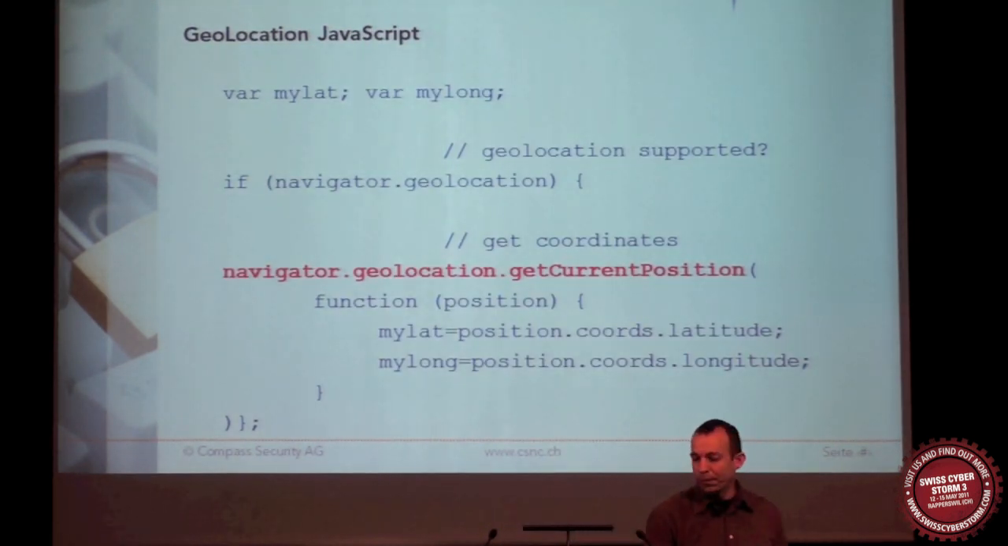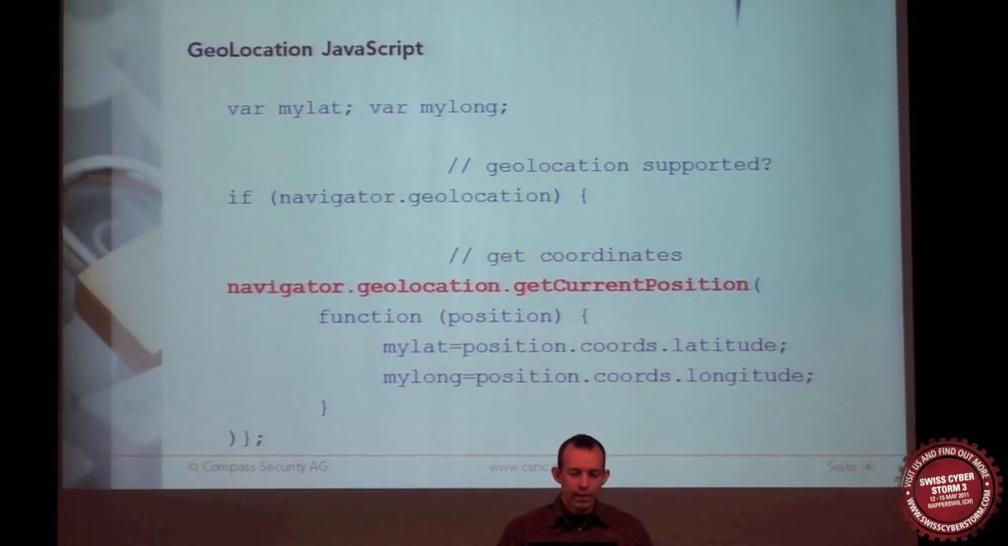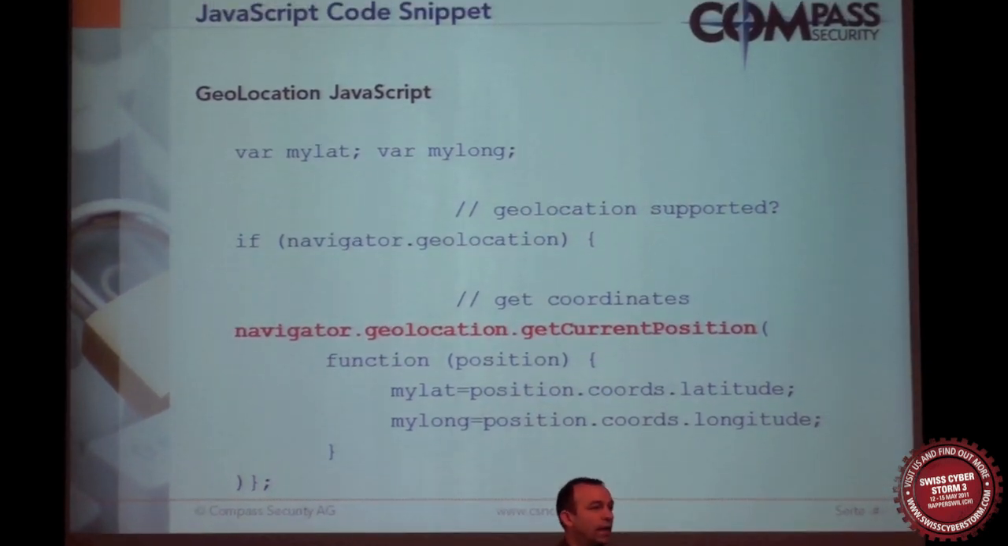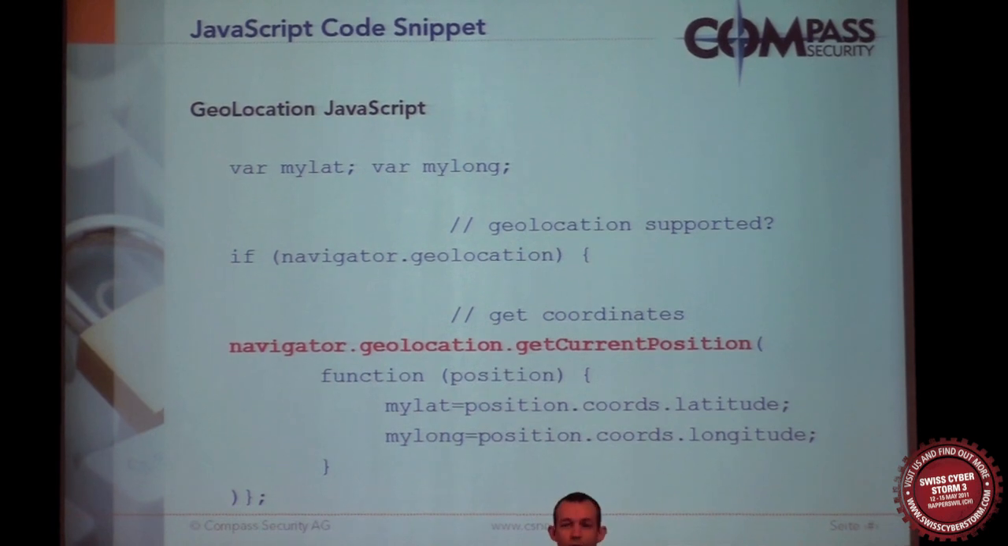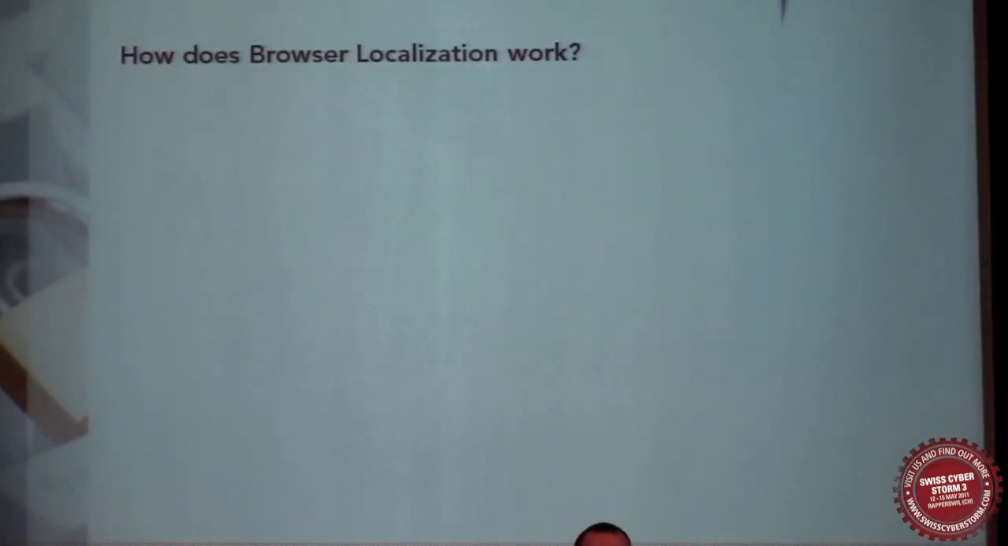This is a new feature of the browsers called geolocation, and in JavaScript you can issue a function. It's called getCurrentPosition, and it returns you the coordinates of your browser. But how does this work?